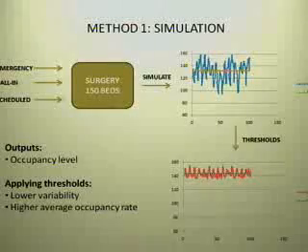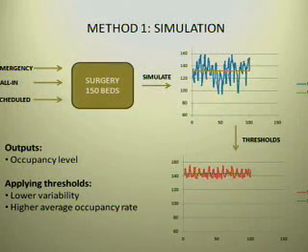So the first method is simulation. We simulate 3 kinds of arrivals into a unit with X number of beds. We simulate that and we'll get a graph of occupancy level. And by applying the thresholds, we'll get a new set of data points of occupancy level with lower variability and higher average occupancy rate.